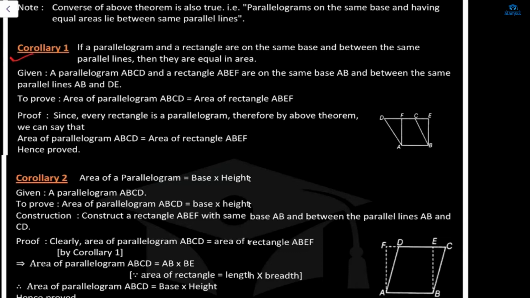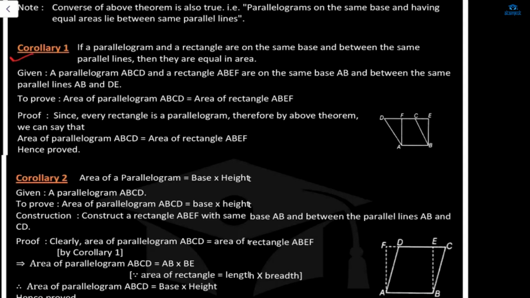Can anybody tell me, can this statement be correct or not? If a parallelogram and a rectangle are on the same base and between the same parallel lines, then they are equal in area. We have already studied the theorem, and we have studied something in parallelograms also. That's why I'm asking: which theorem have we covered right now? That if two parallelograms have the same base and are between the same parallel lines, then the areas are equal. Yes.